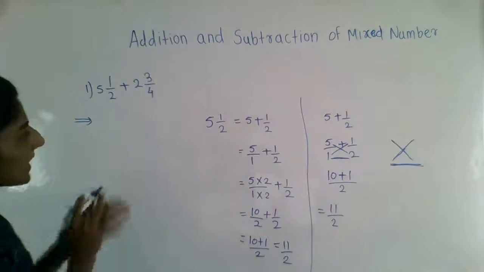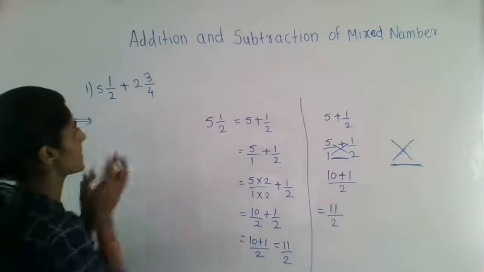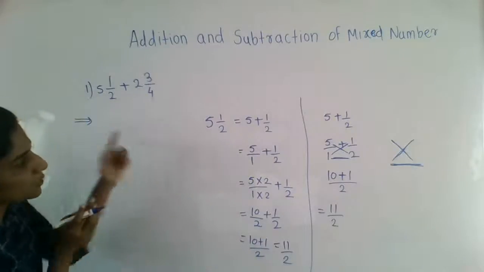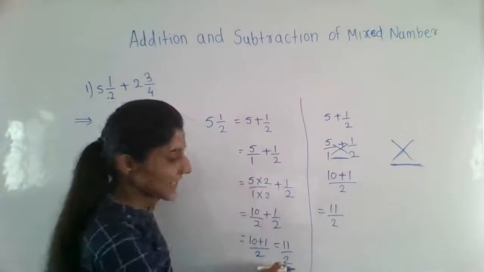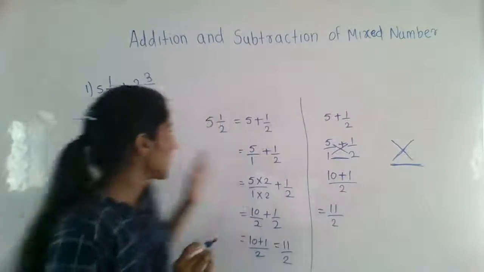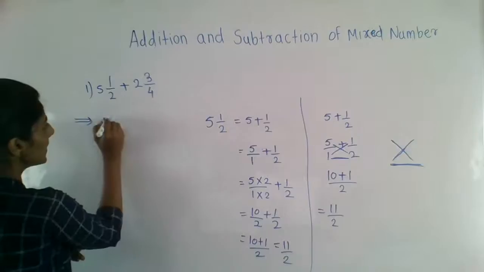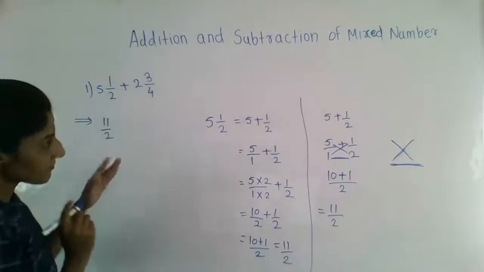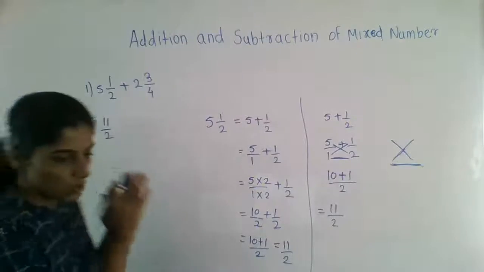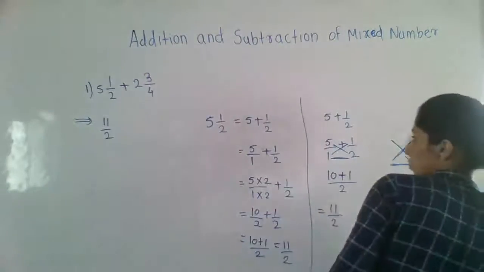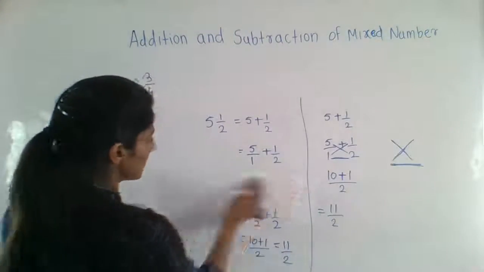Here we have to add these numbers, means these two numbers. Now see here, 5 and 1 by 2 we already did. For 5 and 1 by 2 we will get 11 by 2. Therefore write it as 11 by 2. Okay, that is a method for 5 and 1 by 2, or we can solve it directly here.